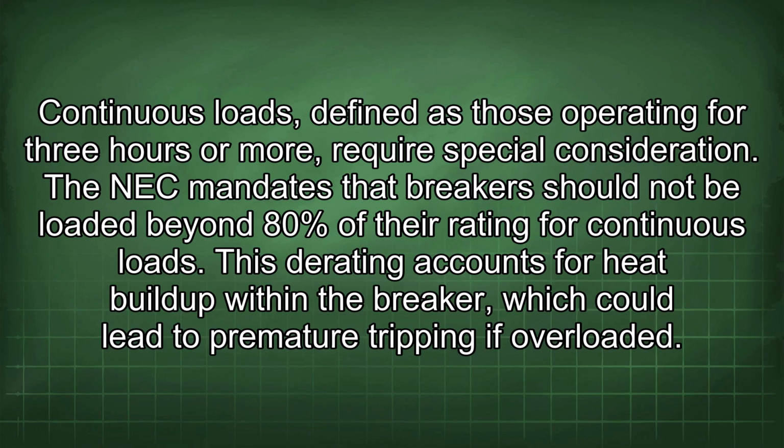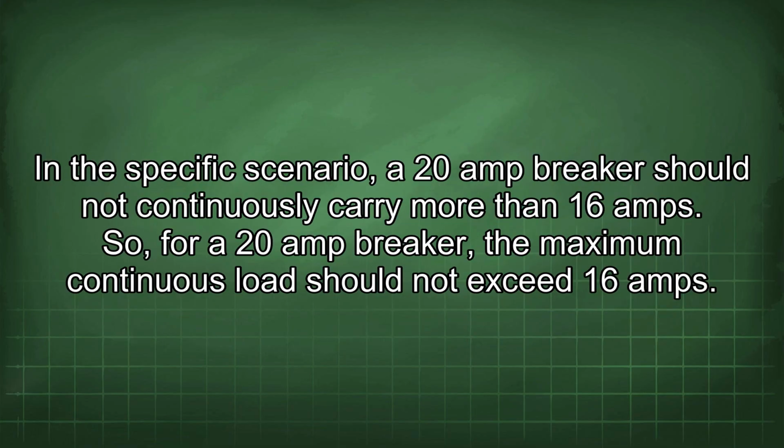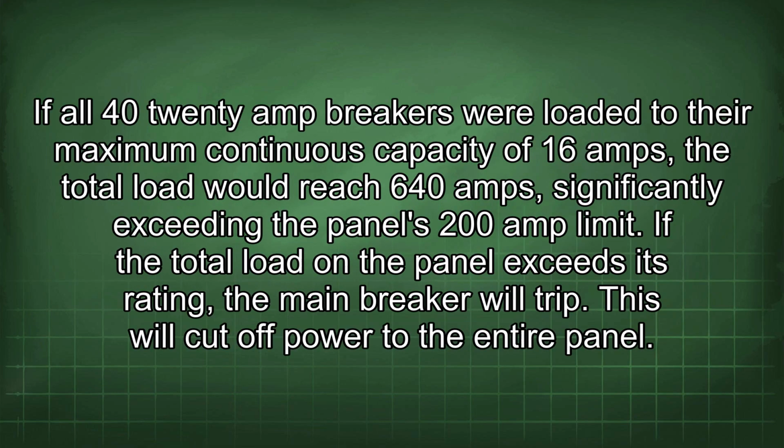This derating accounts for heat buildup within the breaker, which could lead to premature tripping if overloaded. In the specific scenario, a 20 amp breaker should not continuously carry more than 16 amps. So, for a 20 amp breaker, the maximum continuous load should not exceed 16 amps. If all 40 20 amp breakers were loaded to their maximum continuous capacity of 16 amps, the total load would reach 640 amps, significantly exceeding the panel's 200 amp limit.